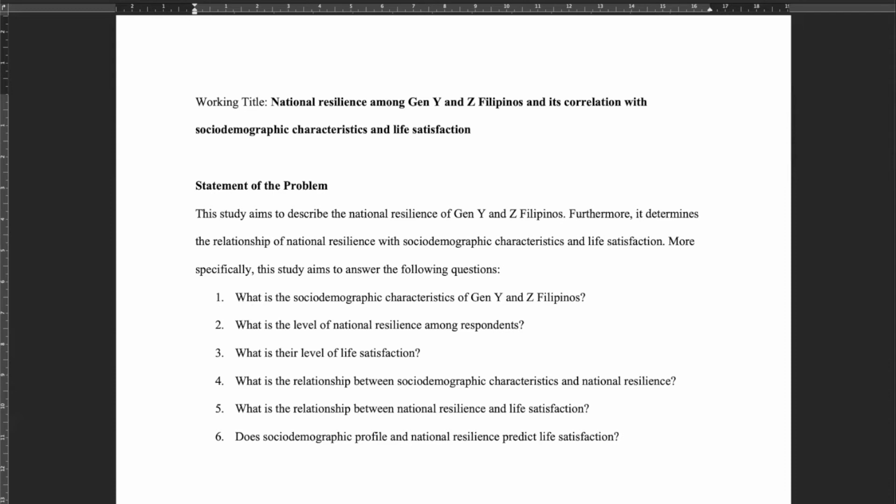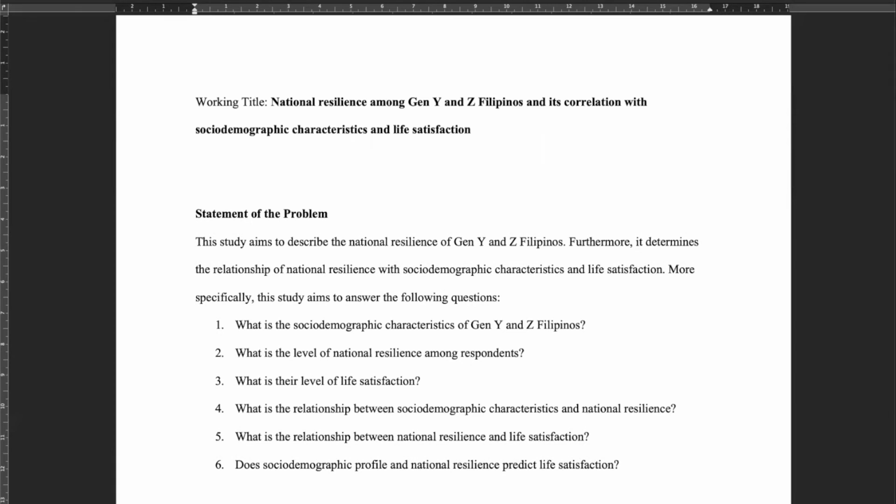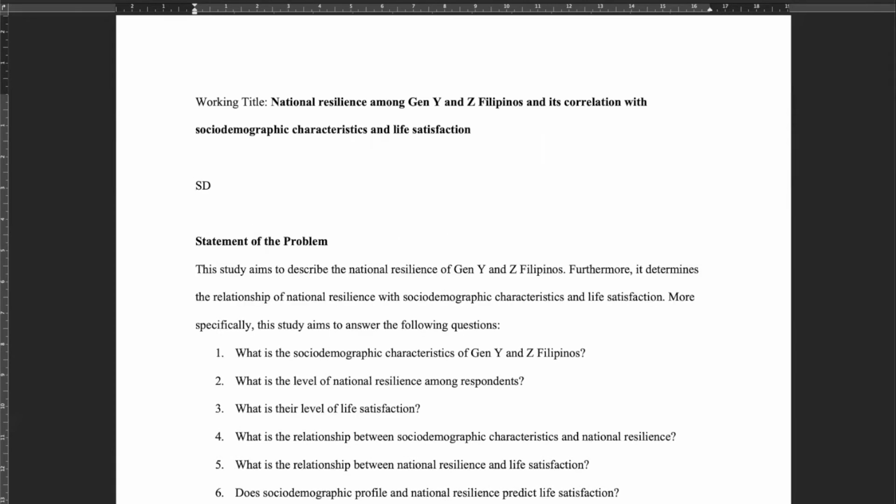So in the relationship between socio-demographic characteristics and national resilience, the independent variable is socio-demographic characteristics, and the dependent is national resilience. And in the relationship between national resilience and life satisfaction, national resilience is the independent variable and life satisfaction is the dependent variable. So if we draw that, socio-demographic characteristics is the antecedent, then your mediator is national resilience, and then the outcome for that will be your life satisfaction. All right, so basically that is it for you.